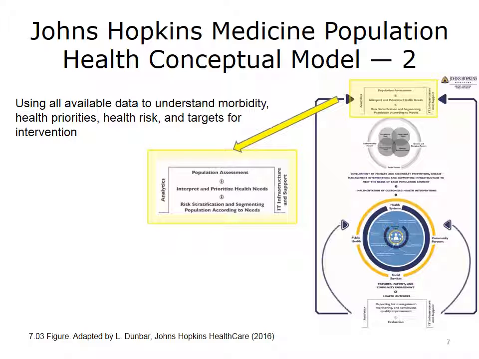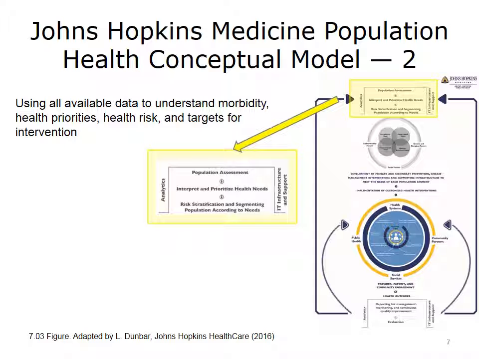What is, for example, the occurrence and prevalence of conditions, chronic conditions, and how does that information lead to informing a population health strategy? Risk stratification and segmenting also happens at this part of the conceptual model. This risk stratification is done according to the needs of the population. It is necessary to have strong analytic teams as well as an IT infrastructure and IT support to aggregate data from multiple data sources.